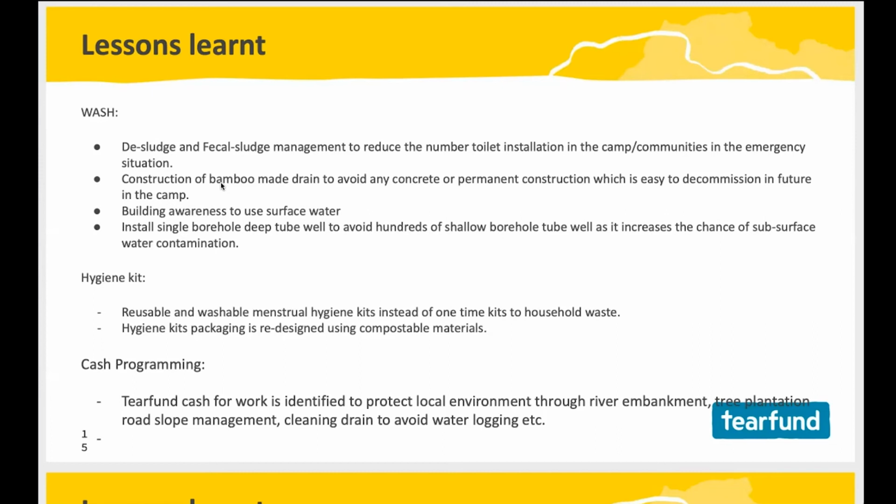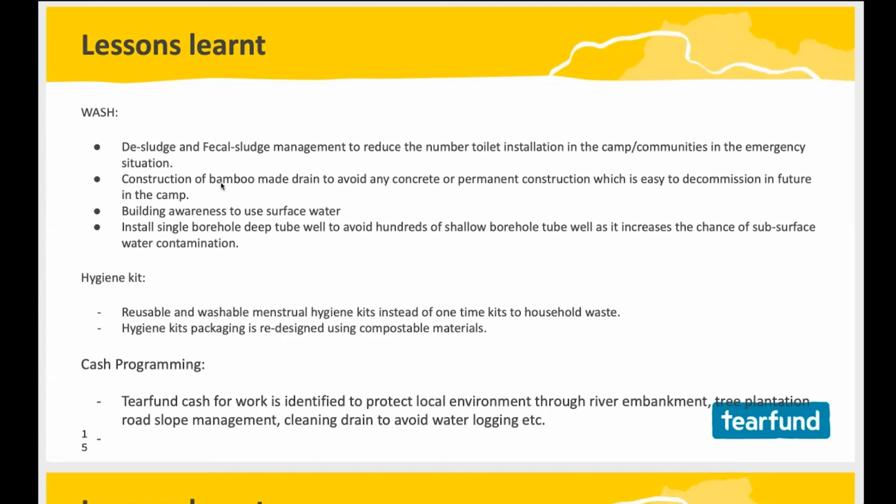For hygiene kits, we are giving reusable and rewashable menstrual hygiene kits, not the one-time ones. Thus, they can use them several times, which will create less solid waste. For hygiene kit packaging, using no polythene or plastics is highly encouraged. We are using jute or cloth bags for those kinds of activities.